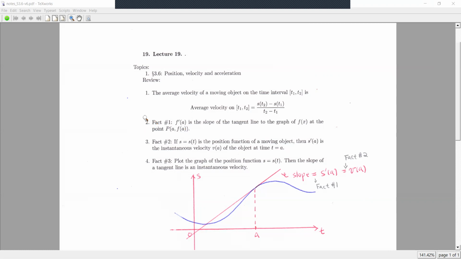Review number 2. Fact number 1. Derivative of a function at a point A is the slope of the tangent line to the graph of the function at the point P. The point P, x coordinate is A, y coordinate is function value at A. This point is on the graph of the function.